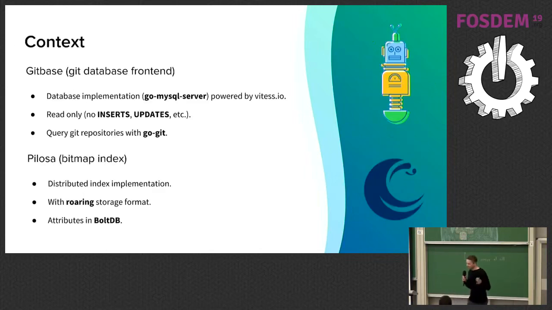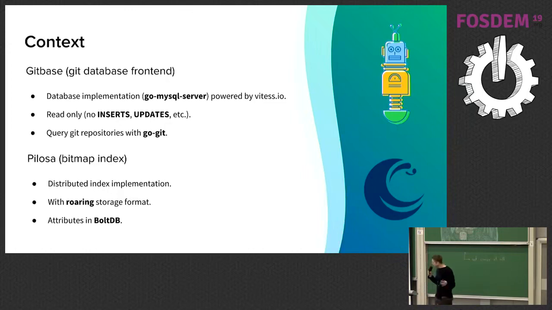But today, I want to talk about how we integrated the bitmap index in our Git database. So I have to give you some context first. Gitbase is an application, but it's just a front end. The real database engine is go-mysql-server, which is, by the way, powered by Vitess, another open source project. Gitbase is so far just a read-only database, so no inserts, no updates, and all the queries to Git repos are done by the go-git package.